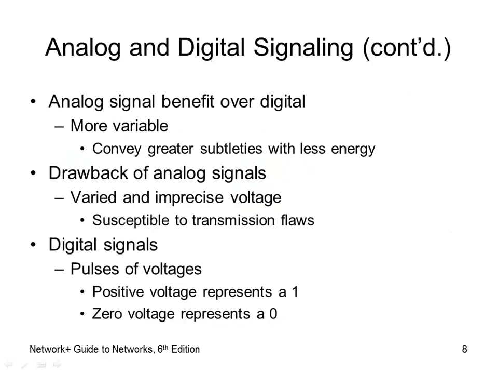So analog does have some benefits over digital. Even though we live in a digital world and digital has taken over, analog signals are more variable. They can convey greater subtleties with less energy. The drawback is that imprecise voltage makes them susceptible to transmission flaws.